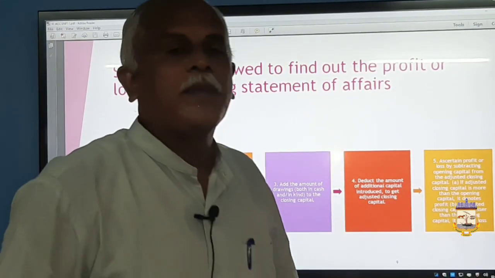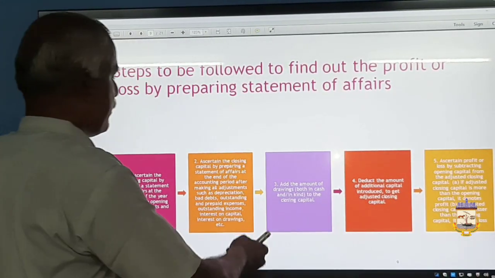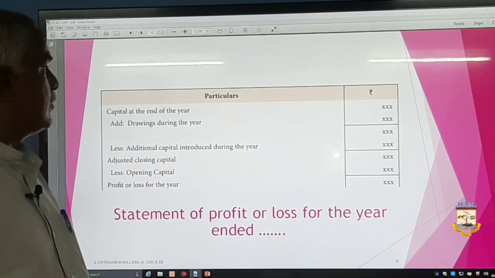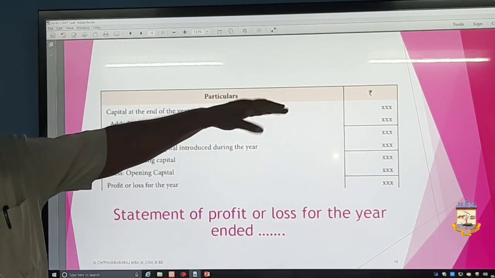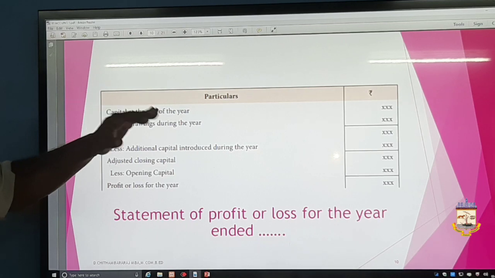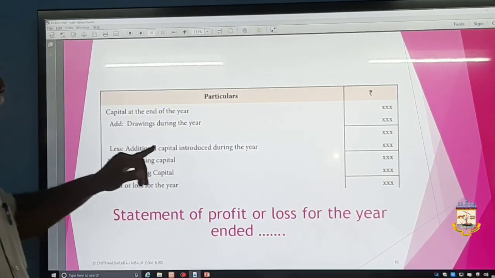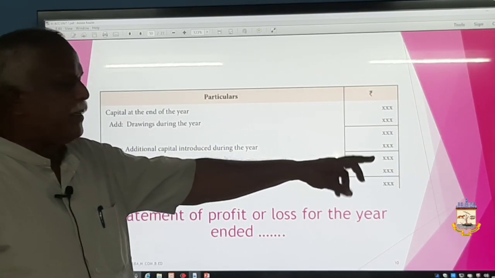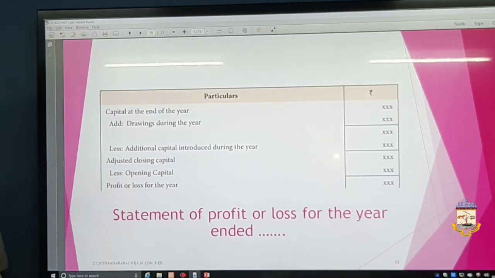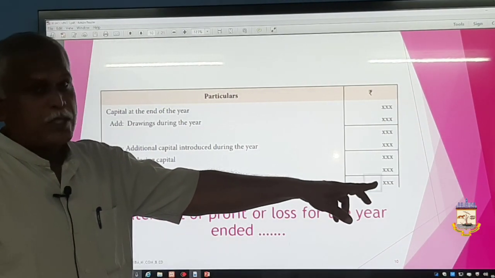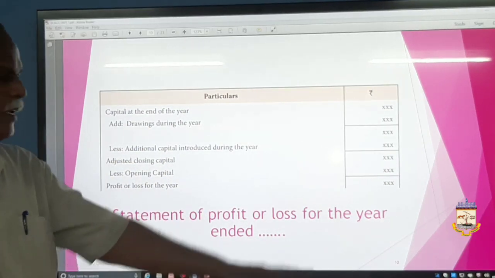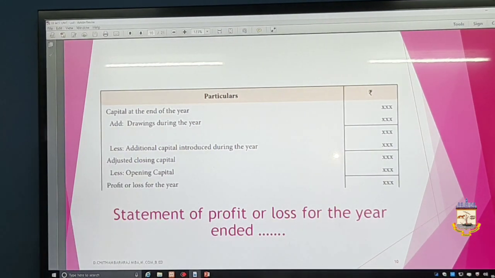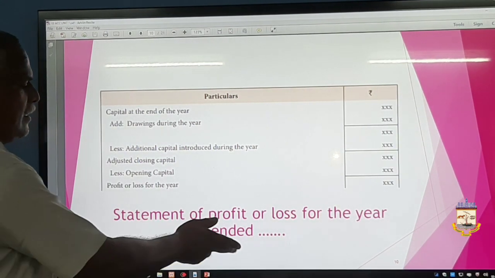Now, let us see how it is mathematically calculated. It is given in your book. Capital at the end of the year is added with the drawings. The total is found out. Less the additional capital, it is called adjusted closing capital. Reduce the opening capital. If it is a positive figure then it is profit, if it is a negative figure then it is termed as loss. This is how we calculate profit or loss under incomplete records.